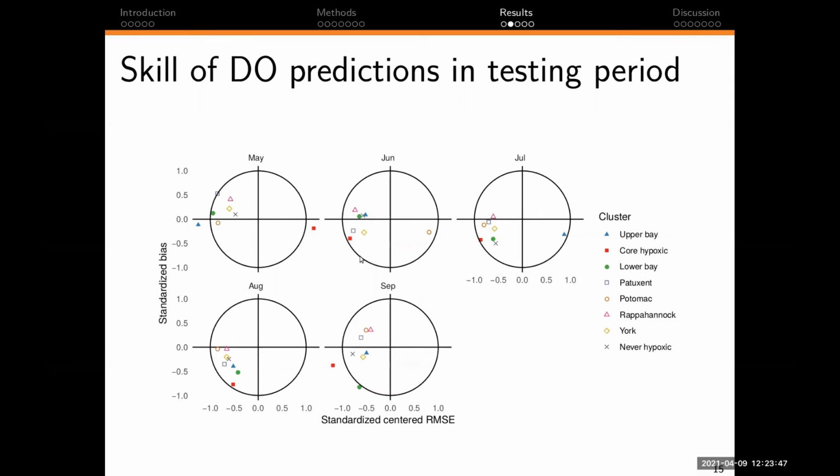Last thing I'll note here is that the way the centered root mean square error is defined, a negative value indicates that the model predictions have a lower standard deviation than the observations, which is what we see in most of these points. So the model is kind of capturing some of the variability, but it has a little bit of a damped variability relative to the observations.